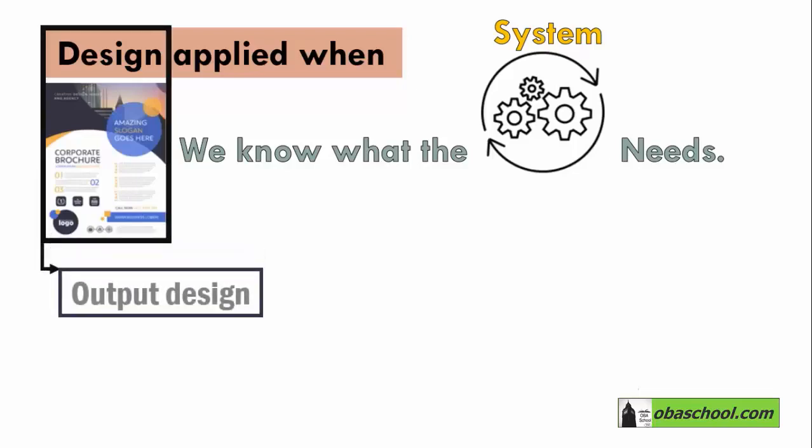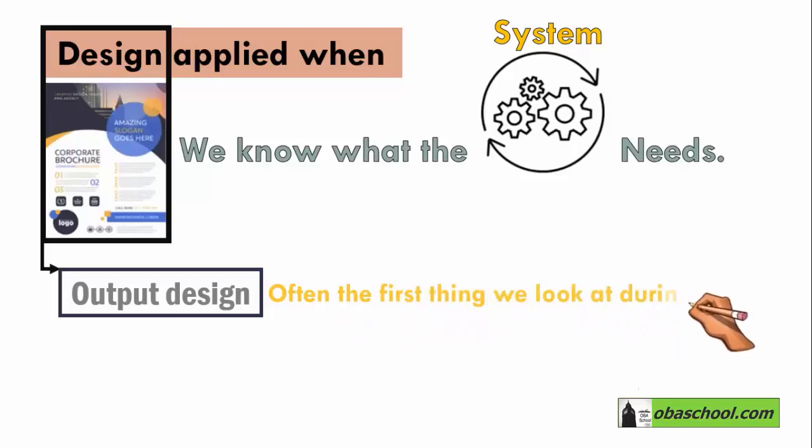Number 1, output design. It is often the first thing we look at during design. Why? Because it is the first thing that is displayed for the user. It is the face of the system.